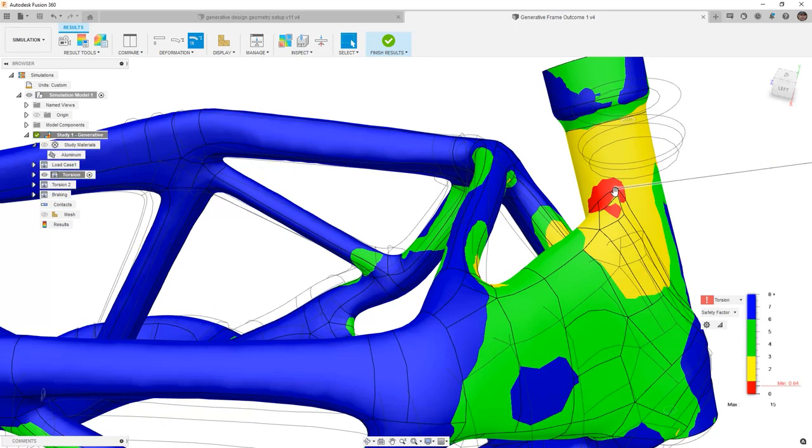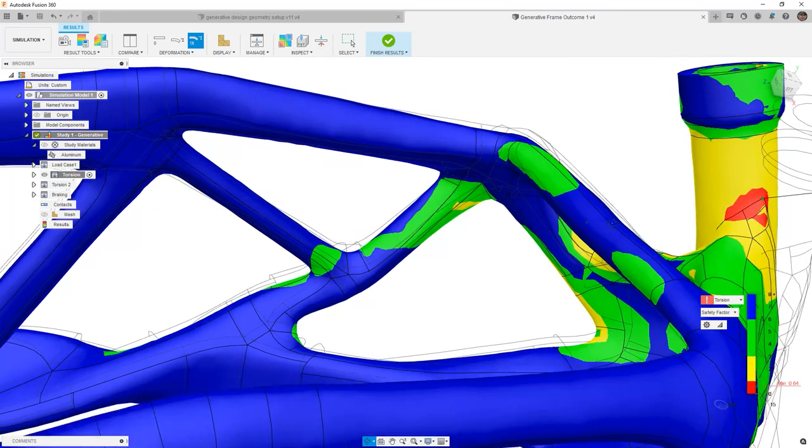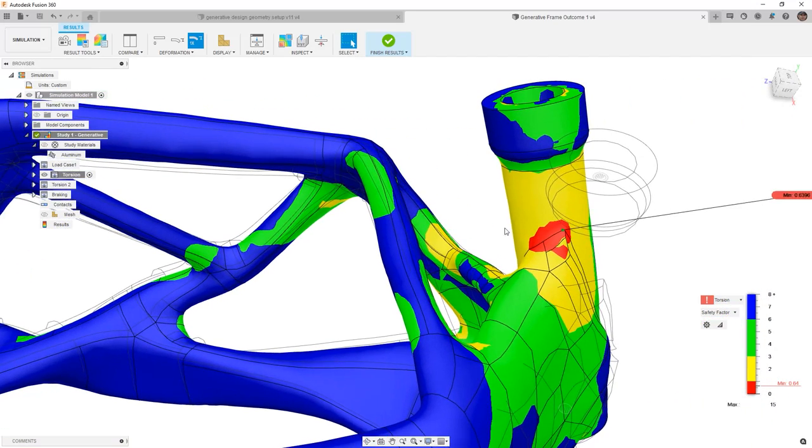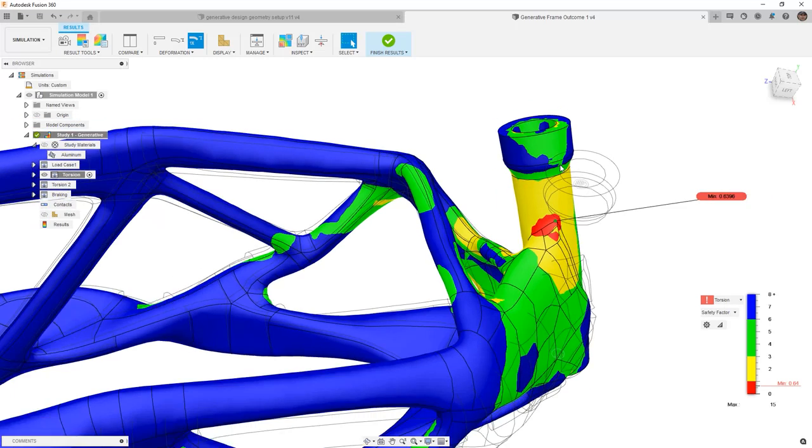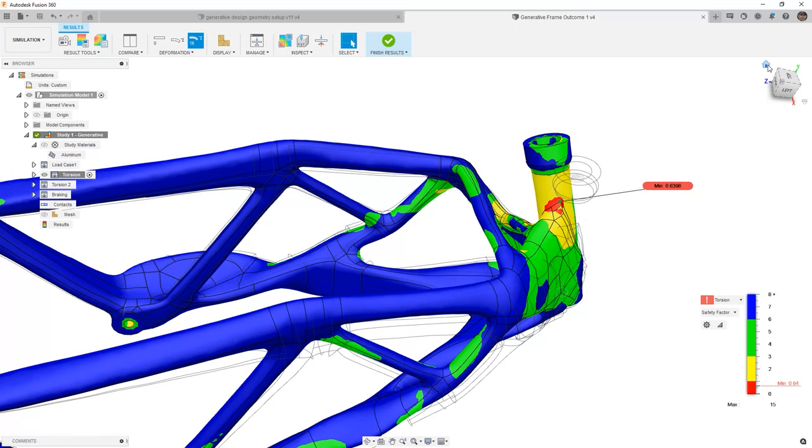Now, this is obviously a problem because the way that the geometry was created, we don't really have an ideal connection to the frame, and this really needs to come from this intersection point all the way up to the top of the stem on both sides. Having the simulation study really just highlights that.